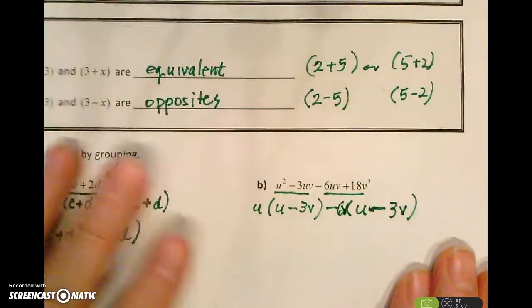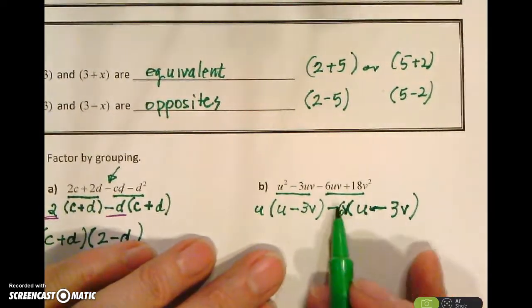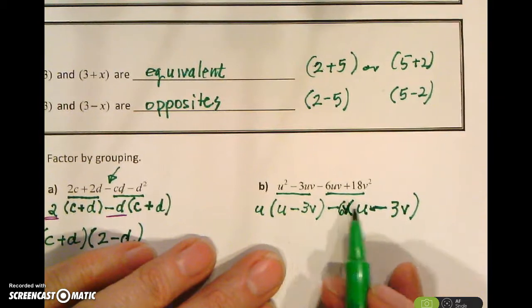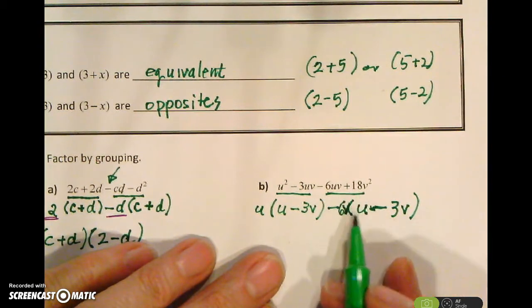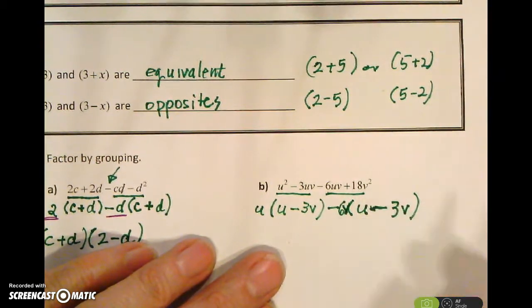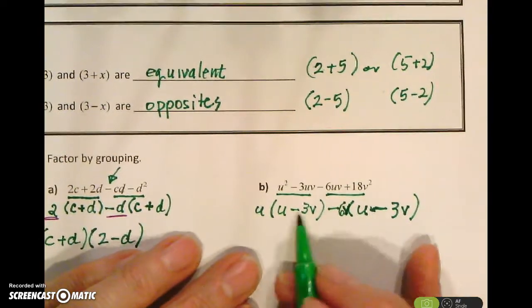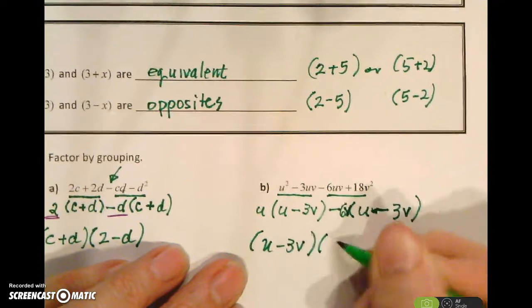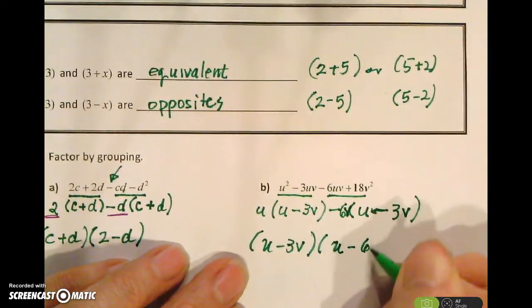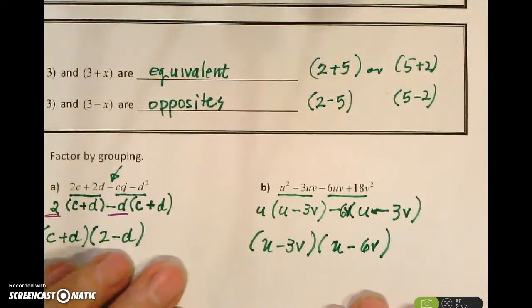So notice that when I distribute, I want to check back, I get negative 6UV. And then a negative times a negative is positive 18V to the second. All right, so then I see my 2 parentheses are the same. I'm going to factor those out, and it leaves me with U minus 6V for the answer.